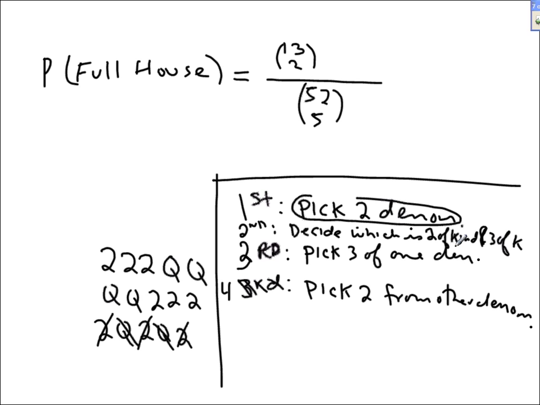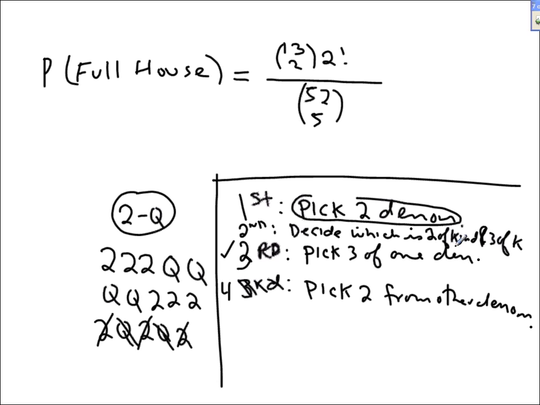Now you need to order the 2. This one's going to be the 3 of a kind and that one's going to be the 2 of a kind, or that one's going to be the 3 of a kind and this is going to be the 2 of a kind. How many ways can you arrange 2 numbers? 2 factorial. So if you picked 2 and Q, you have to decide which is going to be the 3 of a kind and which is going to be the 2 of a kind. That can be done in 2 ways.